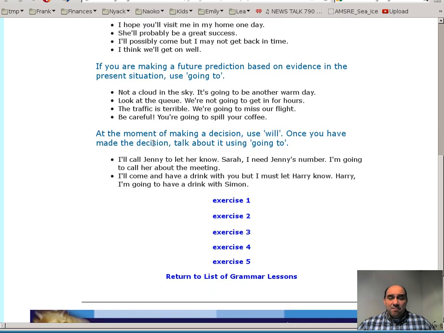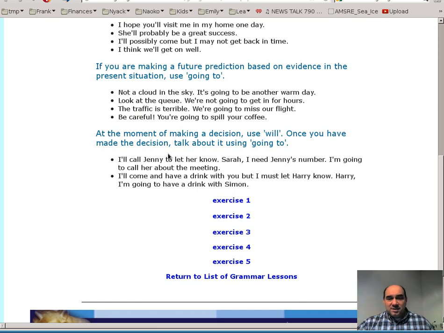Okay, now, at the moment of making a decision, this is the last one, right? You use will. I will do this. Once it's made, so now the decision is in the past, and it's going to be done in the future, then we go to be going to. That's that pre-planned. This is something that you can teach students the difference of, right? I will go, I am going. Yes, I planned in the past, right, the first time, or the second time. The first time is, okay, I'm making the declaration, I will go.